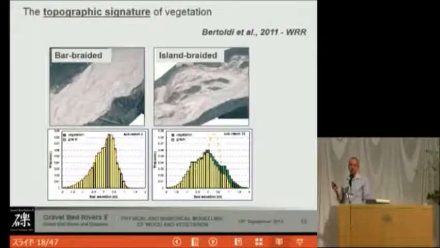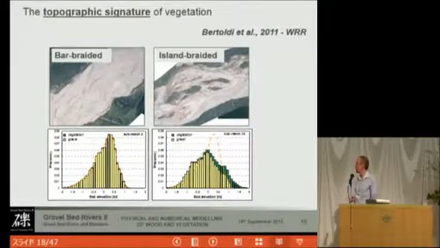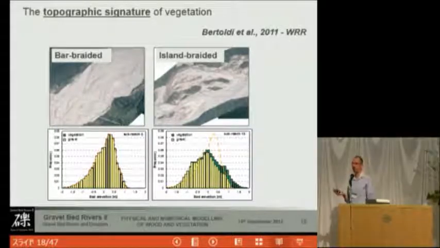This observation on the skewness of the bed topography distribution has been observed also a few years ago on the Tagliamento River. That is my preferred field site in northern Italy. So we contrasted 2 different morphologies in a river, in two reaches that are very close by. So the only difference was the presence or absence of vegetation. And in this case, you see that the bed frequency distribution is negatively skewed, and in this case it is positively skewed.